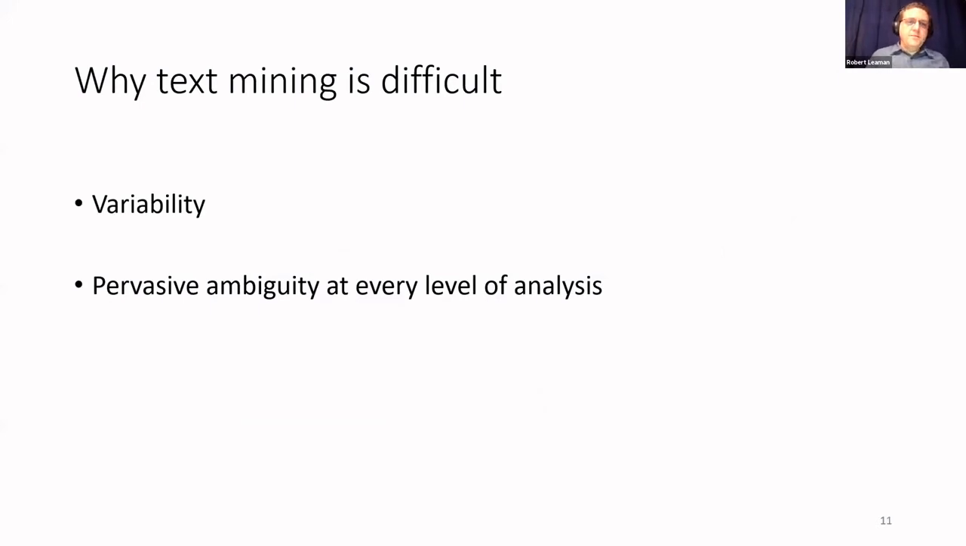And we can see from this example some of why text mining is difficult. At a high level, there are two primary reasons. The first one is variability, where there are many different ways to say essentially the same thing. And the second one is ambiguity, where a specific bit of text can mean more than one thing. And both of these are quite pervasive issues throughout working with text.